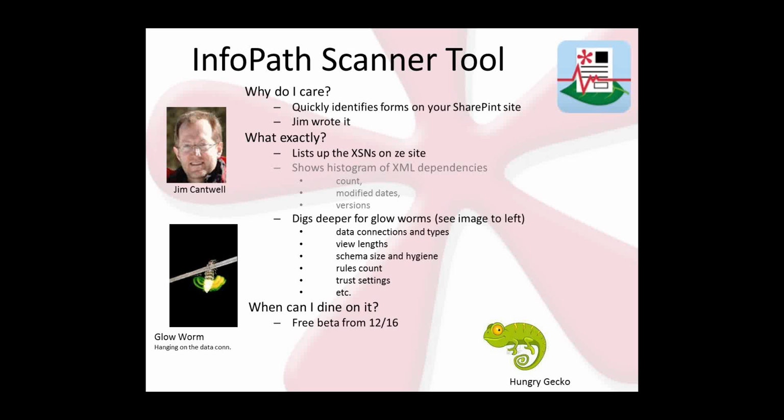Without any further ado, I would like to introduce Jim Cantwell, our senior developer, engineer, and architect. He has been working on this InfoPath Scanner tool. It will do three things. First, it gets installed on your site, and then it scans through and looks for XSNs. Remember, XSN is the InfoPath form template format. It shows a list of them, and in the future, it will also show all the dependent XML files. We're not going to show that today. And then if you click on the special Dig Deeper button, it will find more information about your form, including things like data connections and how long your views are.